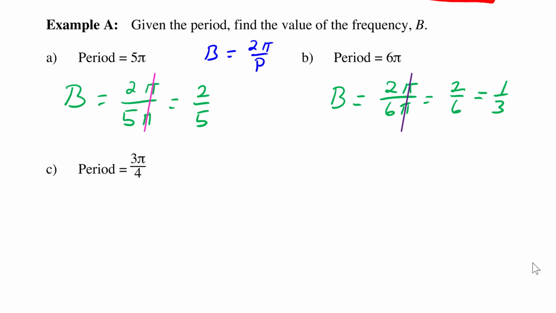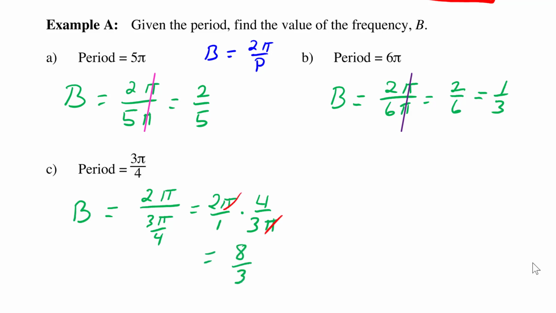If the period is a fraction, we have to divide 2 pi over the fraction. And then we'll rewrite that as multiplication. 2 pi over 1 times the reciprocal, 4 over 3 pi. Here the pi's divide out again, and we get 8/3.